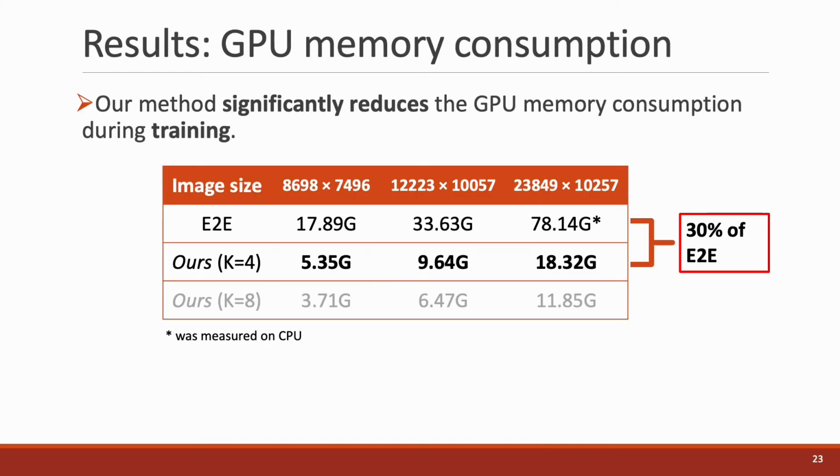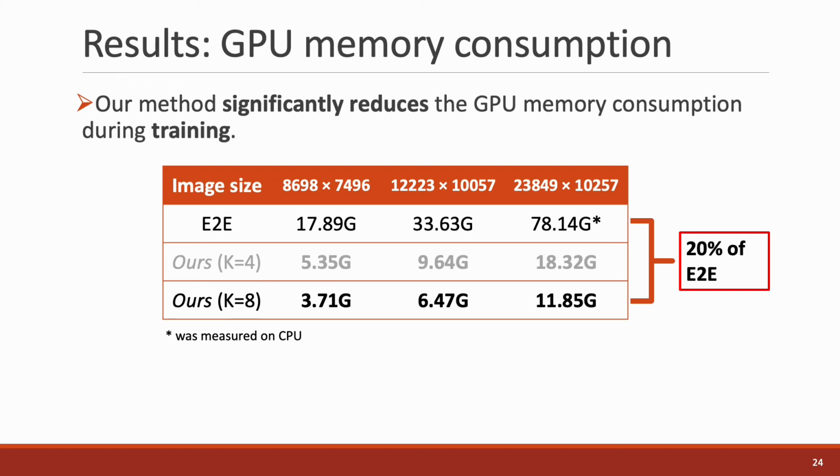The first advantage of our method is that it significantly reduces GPU memory consumption during training. We compare our method with end-to-end training on whole slide images that have 3 typical sizes. When our network is divided into 4 parts, our method needs only 30% of the memory needed for end-to-end training. When our network is divided into 8 parts, we need only 20%.